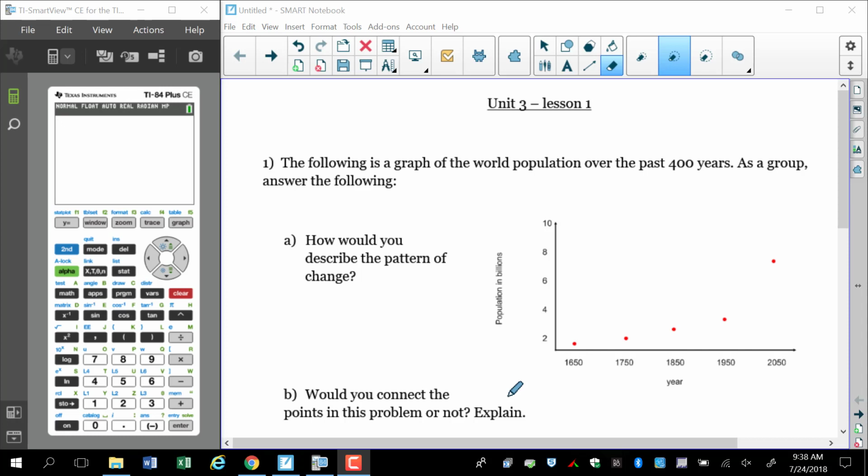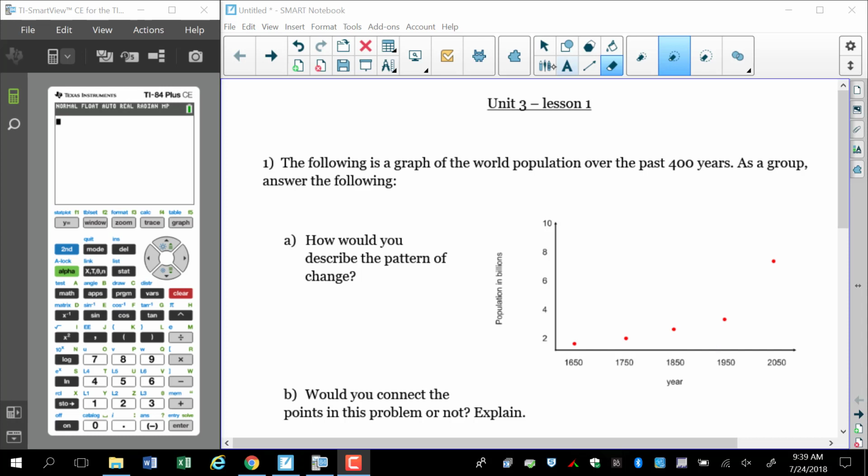All right, hopefully you took a moment to read the problem. So this is the world's population in billions since 1650, so every 100 years. If you look, 1650, 1750, 1850, and so on. So how would you describe the pattern of change? Hopefully you didn't say the word increasing, because it's more than just increasing.